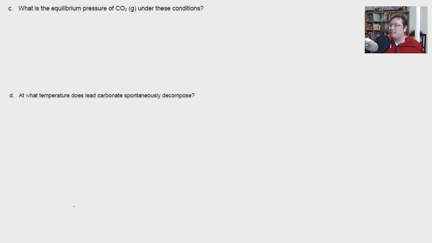Part C: what is the equilibrium pressure of CO2 under these conditions? First things first, we want to write out what the equilibrium expression is.